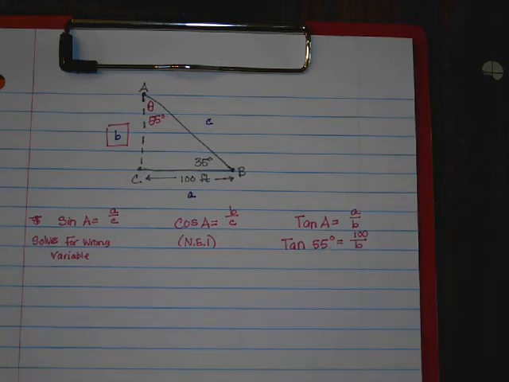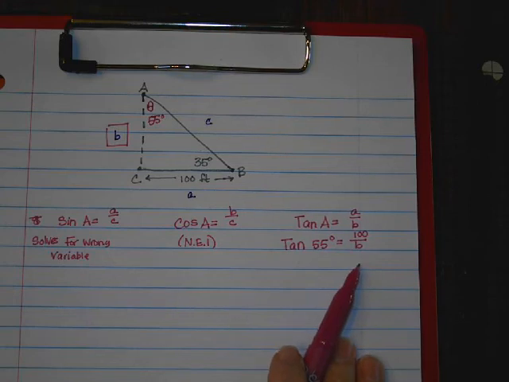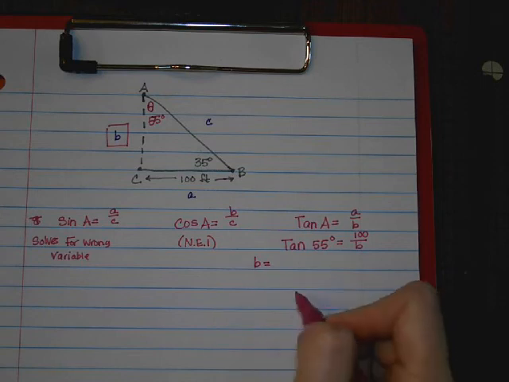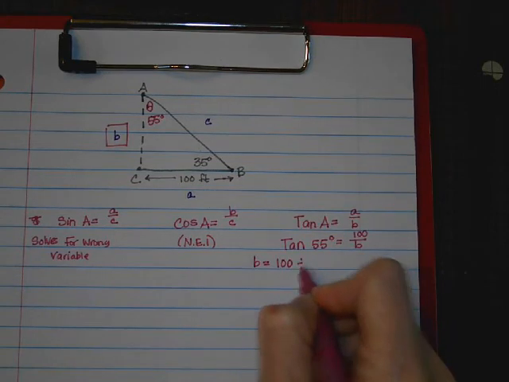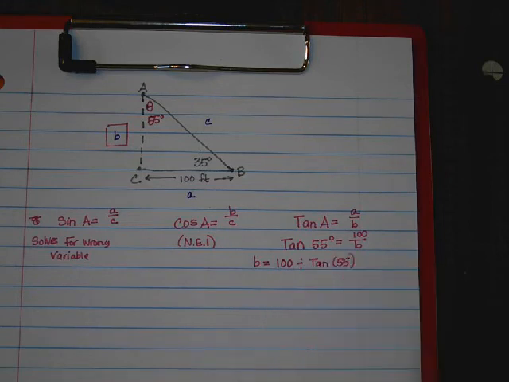Checking this out, Antonella, where is our variable located? That's correct, it's in the denominator. So Anto, if the variable is in the denominator, what do we do? Correct, we divide. To find the value of little b, what will I divide, Anto? That's correct, 100 divided by the tangent of 55. So I put in my calculator 100 divided by tan 55.